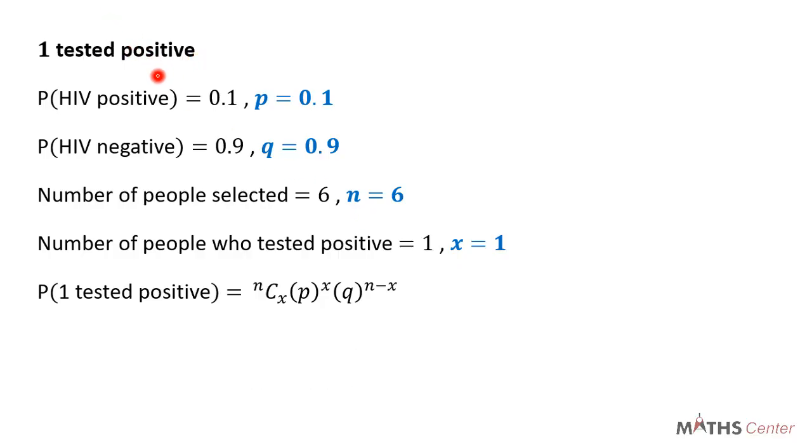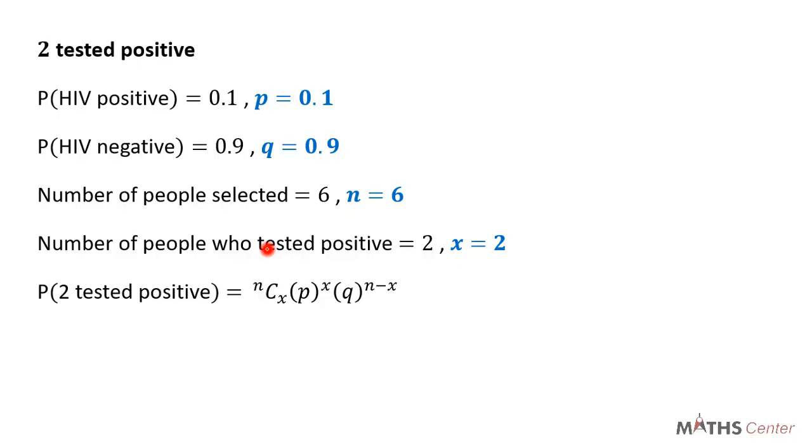1 tested positive. If 1 tested positive, then the number of people who tested positive is equal to 1, so x is equal to 1. We have the values of P, Q, and N here. You substitute them in here. You have 6 combination 1, 0.1 exponent 1, 0.9 exponent 5. And this gives us 0.354296. Let's move on to the third condition, which is the probability that 2 tested positive.